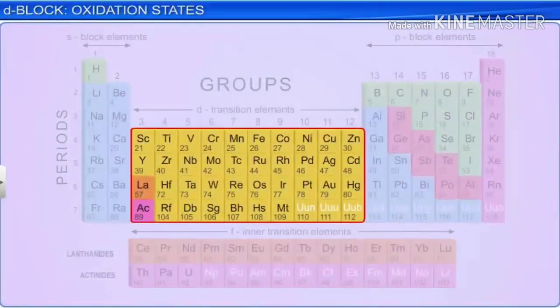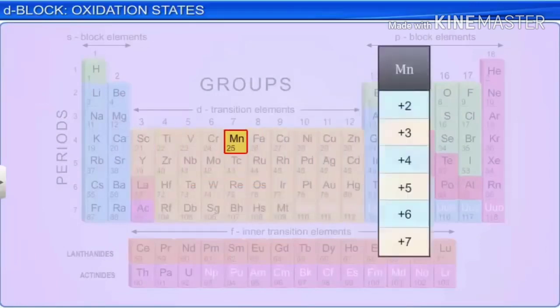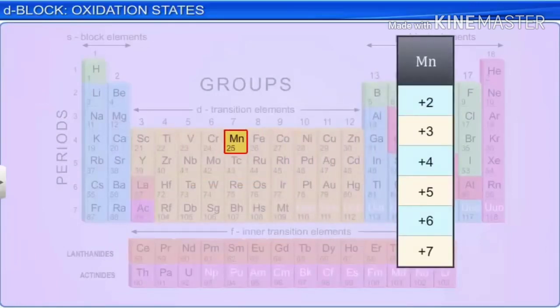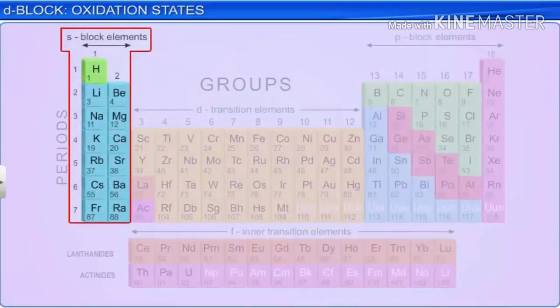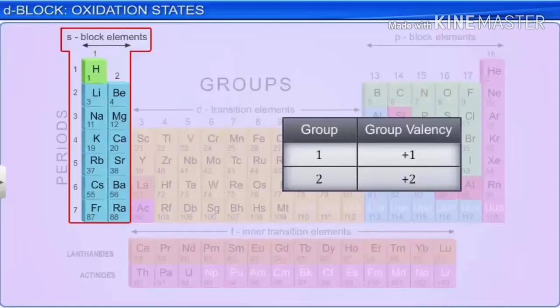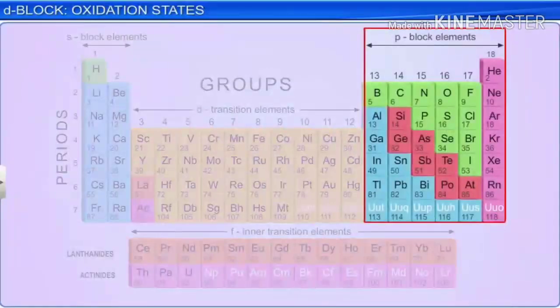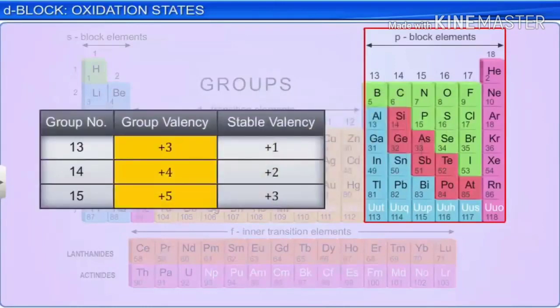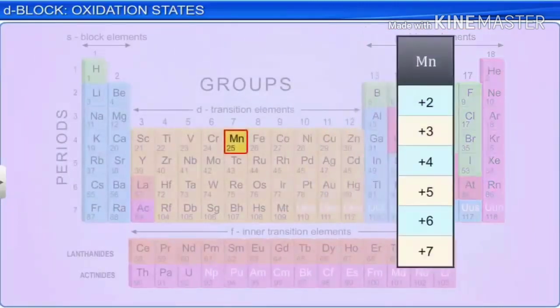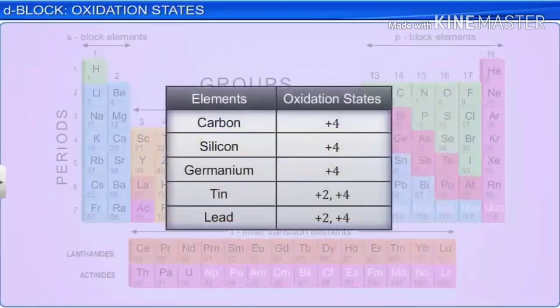The transition elements exhibit oxidation states that differ from each other only by 1 unit. This is in marked contrast to the s-block elements, which exhibit only the group valency, and the p-block elements, which exhibit either the maximum group valency or a valency less by 2 units. For example, manganese exhibits all the oxidation states from +2 to +7, which differ from each other by unity. On the other hand, tin and lead, which belong to group 14, exhibit oxidation states of +2 and +4.